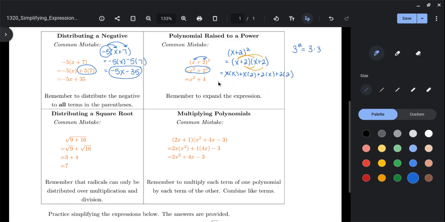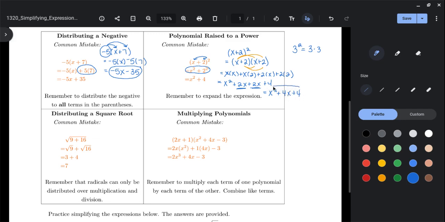So now we can actually do the multiplication. x times x is x squared. x times 2 is a positive 2x. 2 times x is a positive 2x. And 2 times 2 is 4. We aren't quite done because we have some like terms here. We have 2x and 2x. We know that they're like terms because they have the same variable x, and it's being raised to the same power of 1. So we can add the coefficients, and what we'll get, we'll have x squared still. But a 2x plus a 2x, we get 4x, and then our plus 4.